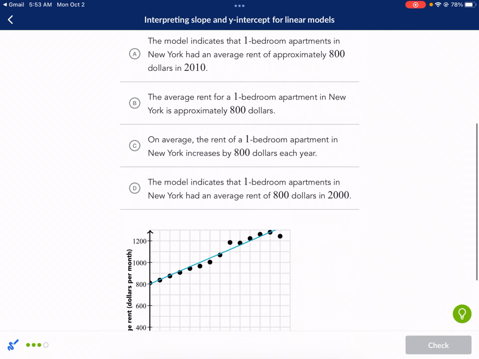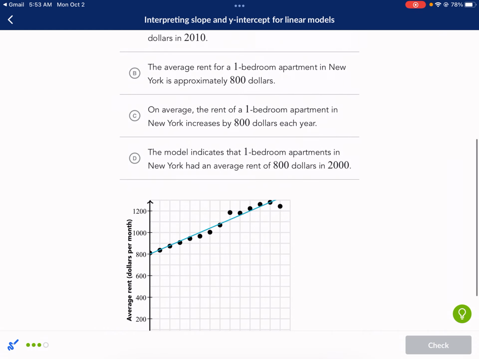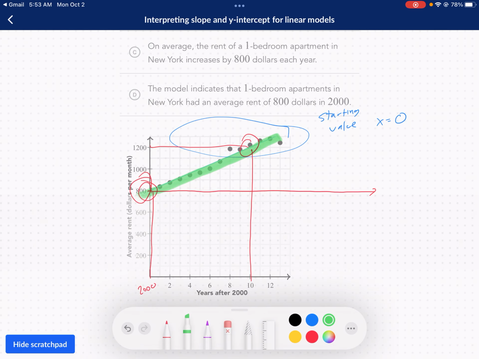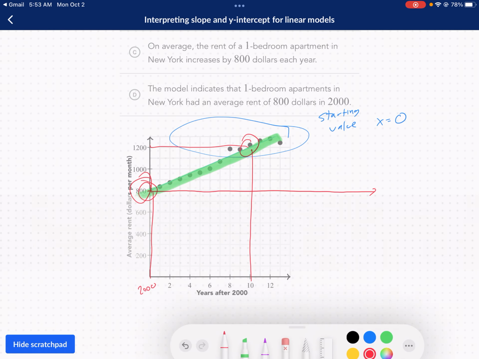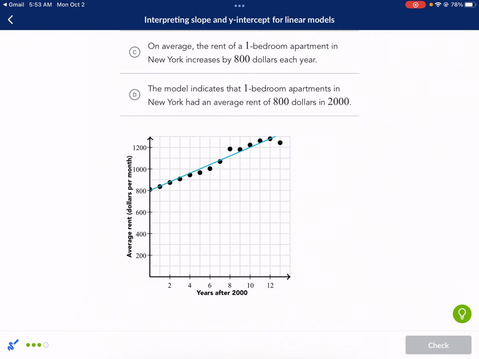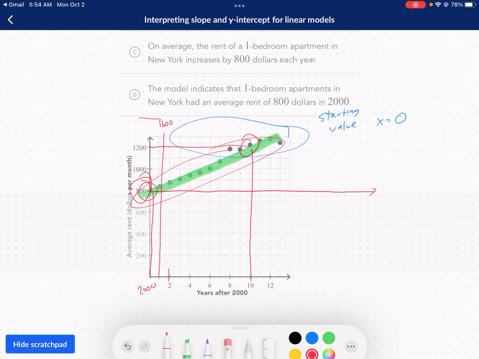So that's wrong. On average, the rent of a one-bedroom apartment increased by $800 each year. Again, that's also wrong. $800 would take us up to $1,600 after 1 year. And you can see that that's not where it is. 1,600 would be all the way up here, and the line's way down here. So that's wrong. The model indicates that a one-bedroom apartment in New York had an average rent of $800 in 2000. Finally, we have the correct answer.